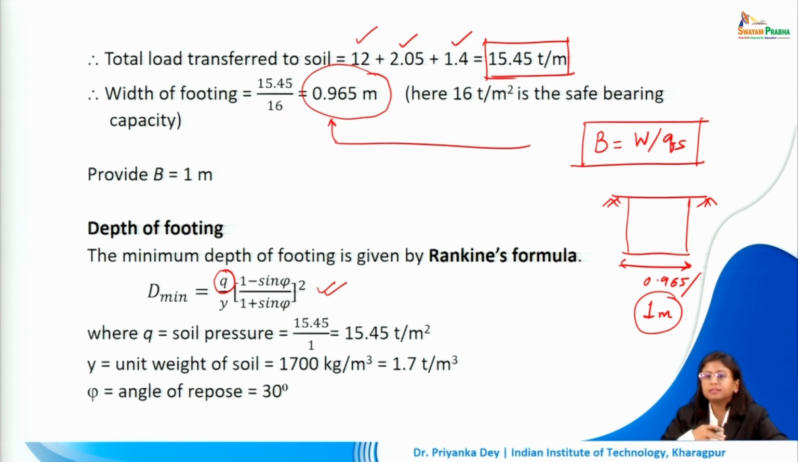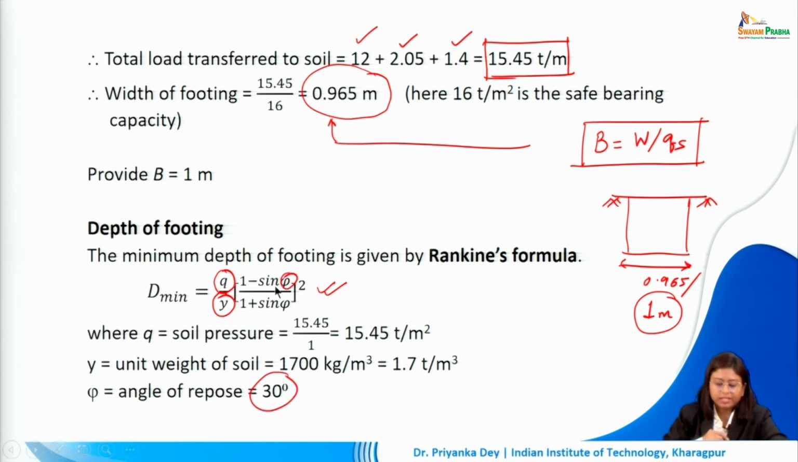That's because that's the amount of weight that we are going to place on the soil because of the superimposed loads, including all the self weight and everything. We also need the value of Y, which is the unit weight of the soil. That has also been provided to us in the question. It is 1700 kg per meter cube, based on the type of soil that we've identified. And the angle of repose has been given to us at 30 degrees.